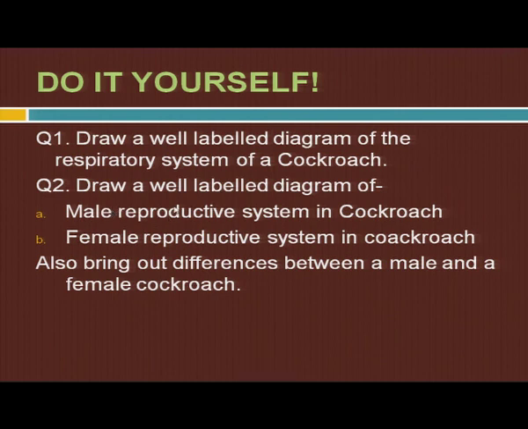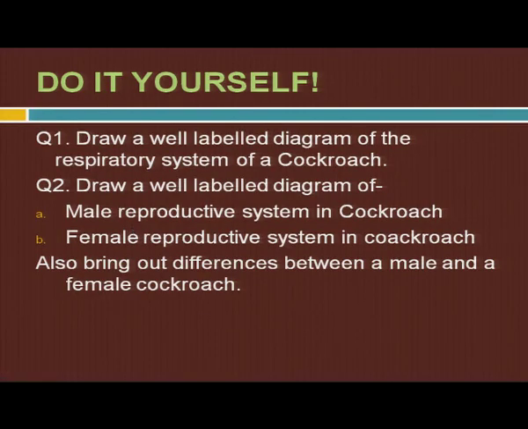Next question is, you have to draw a well labeled diagram of the male reproductive system in cockroach and female reproductive system in cockroach. Also bring out differences between a male and a female cockroach. So, I hope you will do these questions. It is often seen that students evade the diagrammatic questions, but diagrams are very easy and scoring. Plus the point is that they should be labeled properly and they should express the points which need to be focused on. Biology cannot be explained without the help of diagrams, and the student should not evade drawing diagrams, but should try to practice them.